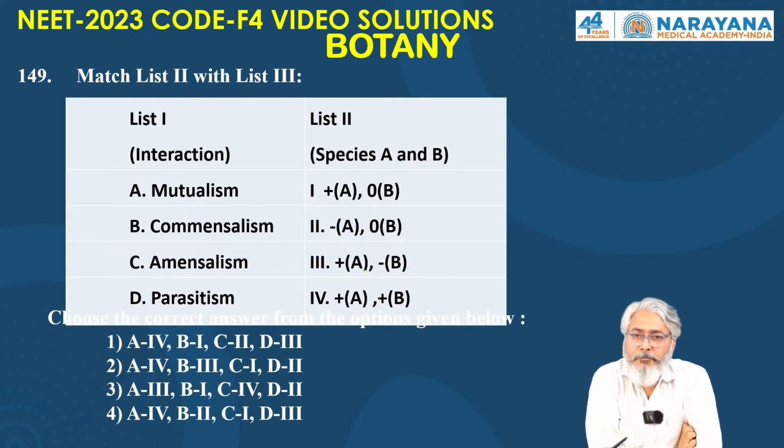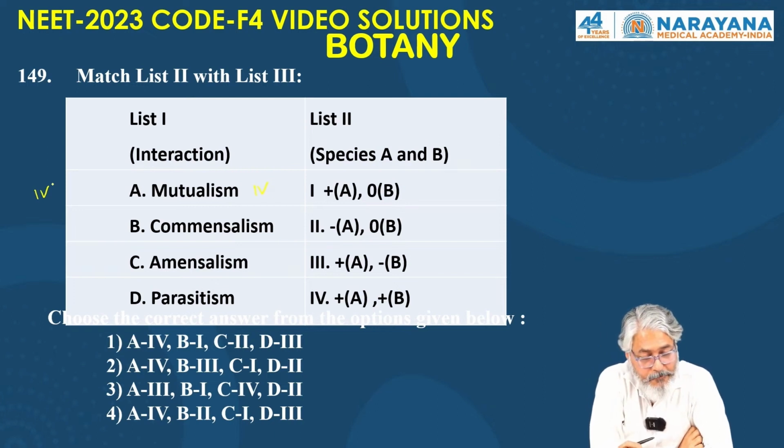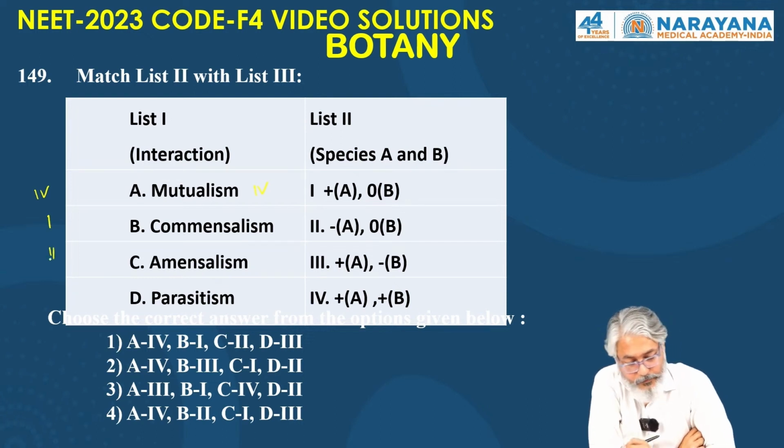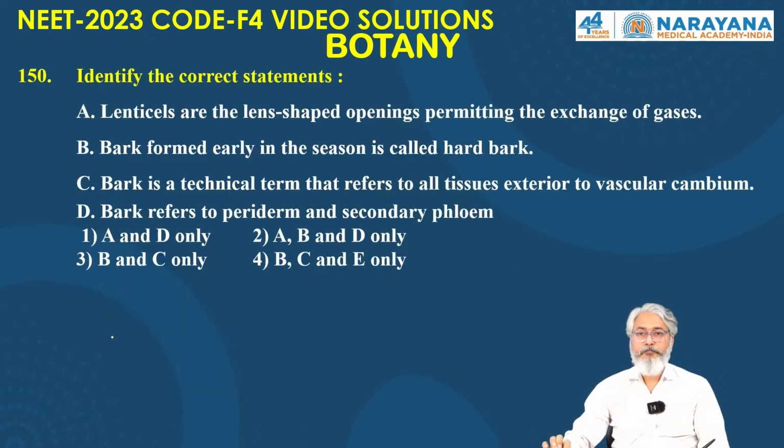Mutualism, plus plus, both get mutual benefit. 4th. And commensalism, one is unaffected, the second is affected positively. 1. Amensalism, the opposite of commensalism, that is 2. And what is that? 3rd. So 4, 1, 2, 3. 4, 1, 2, 3 is the first option.